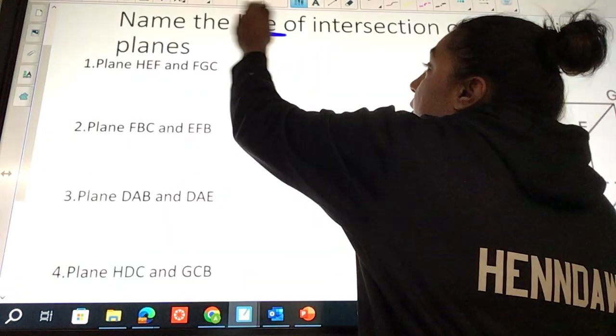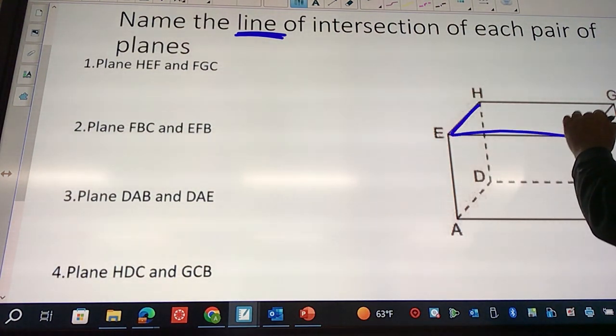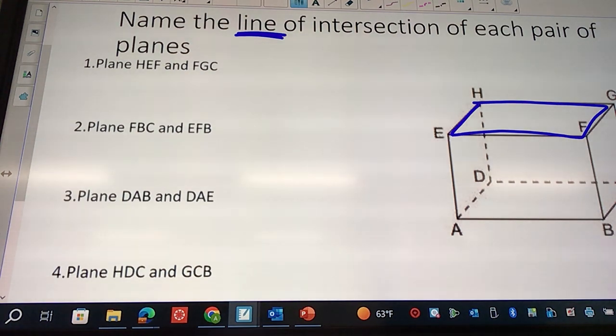Okay, name the line of intersection. So HEF is going to be this top box. FGC. So where is it both? At FG.